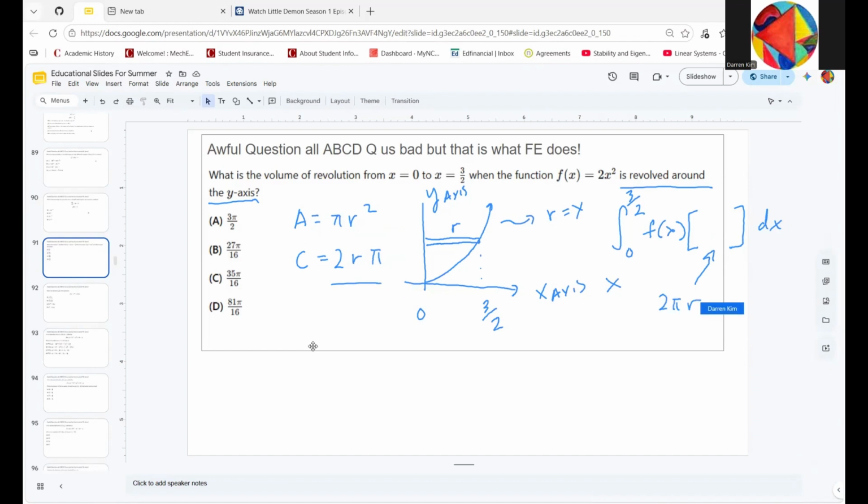Now here's the interesting part. Because the r is x, we can just replace r equal to x, and we can just get an integrand of 0 to 3 divided by 2, f of x times 2 pi x dx equals the area, this is the volume, right? Volume of the whole piece.